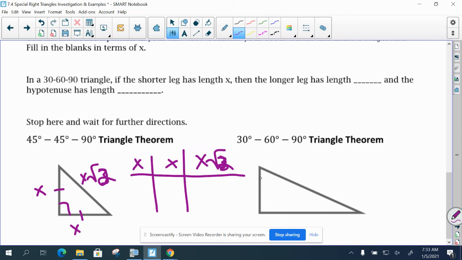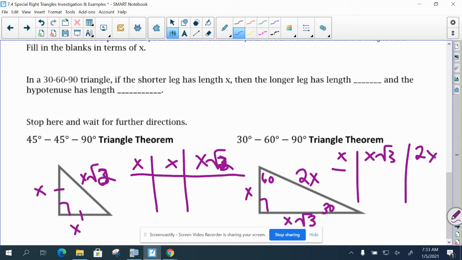And then for this one, this is 60, 90, 30. For this triangle, it's going to be X for your short leg, X square root 3 for your long leg, and 2X for your hypotenuse. So X, X square root 3, and 2X. Okay, and then this little chart here is going to be helpful to put the numbers in so you don't lose track.